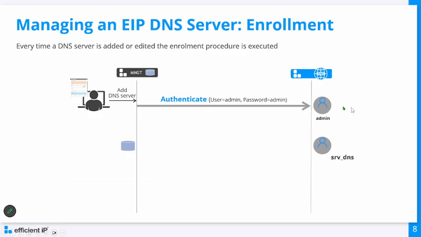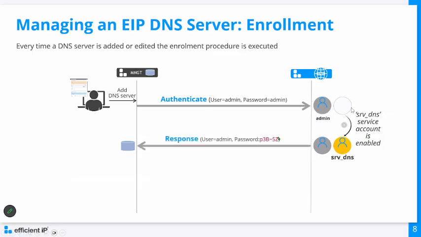Once the login is successful, they will automatically activate the service account and generate a random password. So this service account password is automatically generated, and now the service account is ready for service with a proper password. The service account password of the remote DNS server will be sent back to the management server, and it will be stored in the management database.